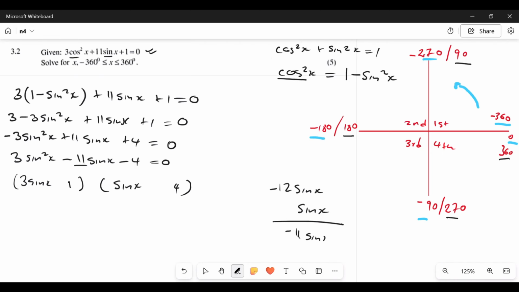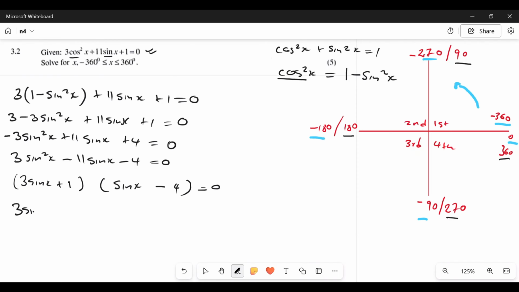So this means that this 4 is going to be negative, because if you multiply this 3 sine x with negative 4, it's going to give you negative 12 sine x. So this is going to be positive. There we go. If it so happened that you couldn't do it this way, use the quadratic formula, guys. It's also accepted. This is going to be equal to 0. Now let's continue with this one.